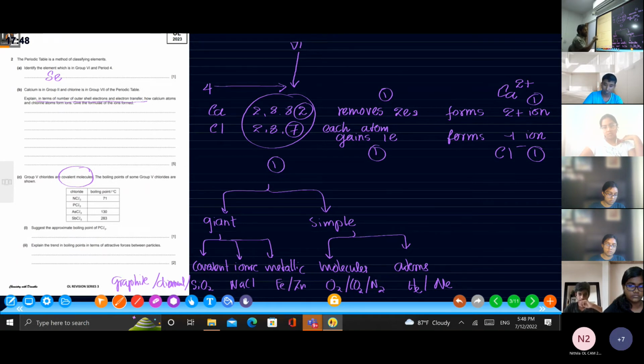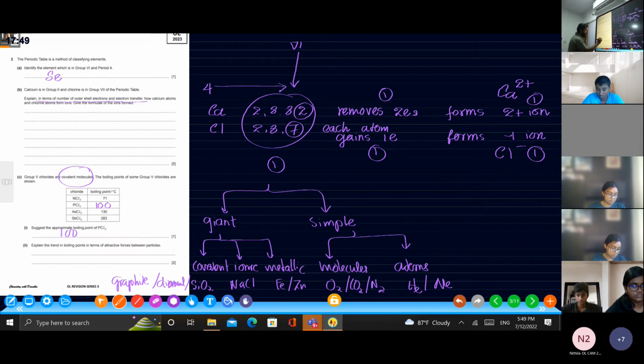NCl3 is 377, PCl3 is 71, arsenic chloride is 130, antimony chloride is 283. So you have to predict the boiling point, which is obviously going to increase. The difference here is 150, but you can't have a 150 difference there because it's only 130. So I prefer something around 100, because 71, 130, mathematics, 100. We just add them and divide by 2: 71 plus 130 is 201, divided by 2. That's a nice way of getting an average value, to suggest the approximate boiling point.